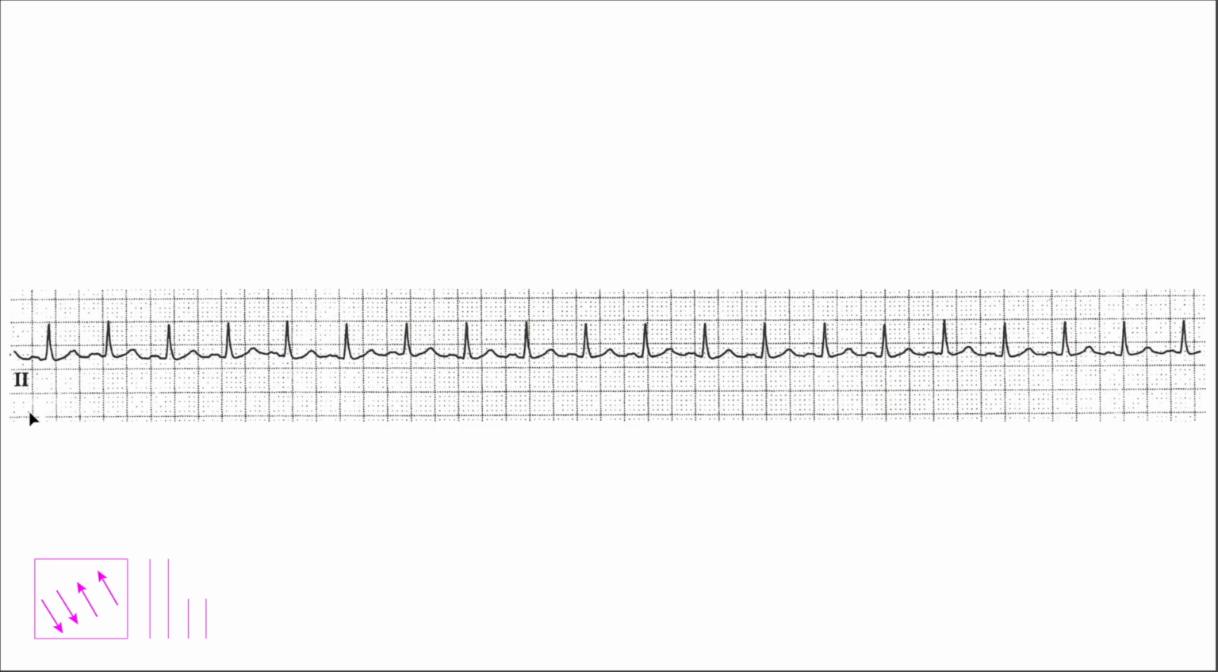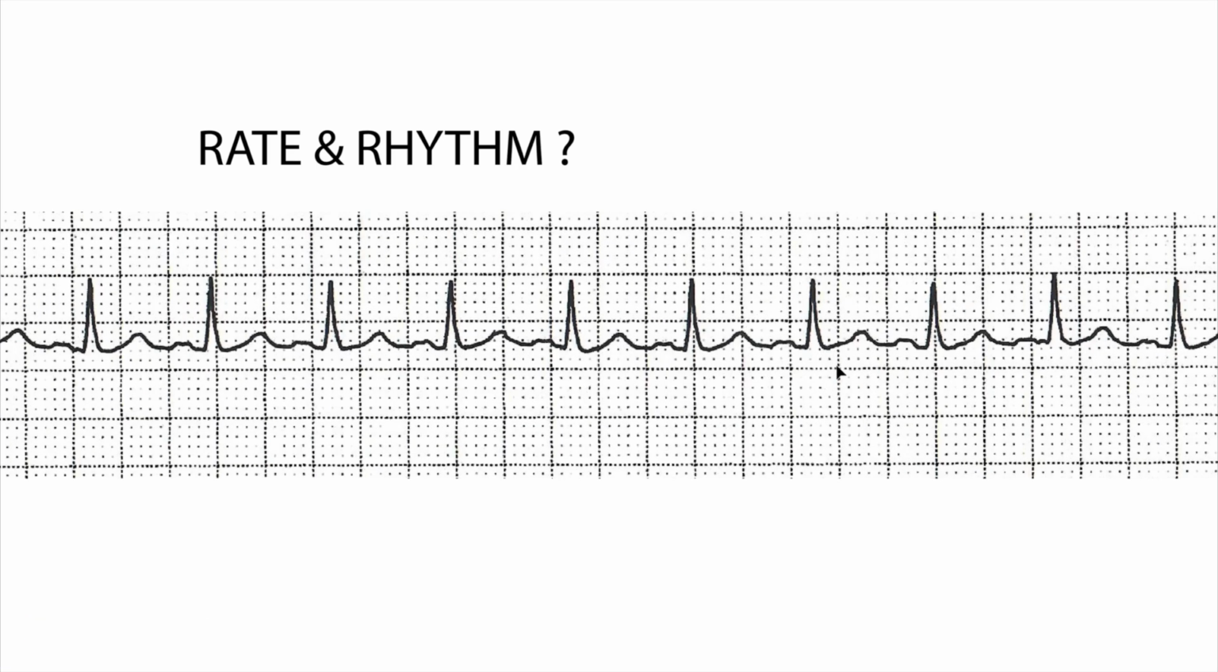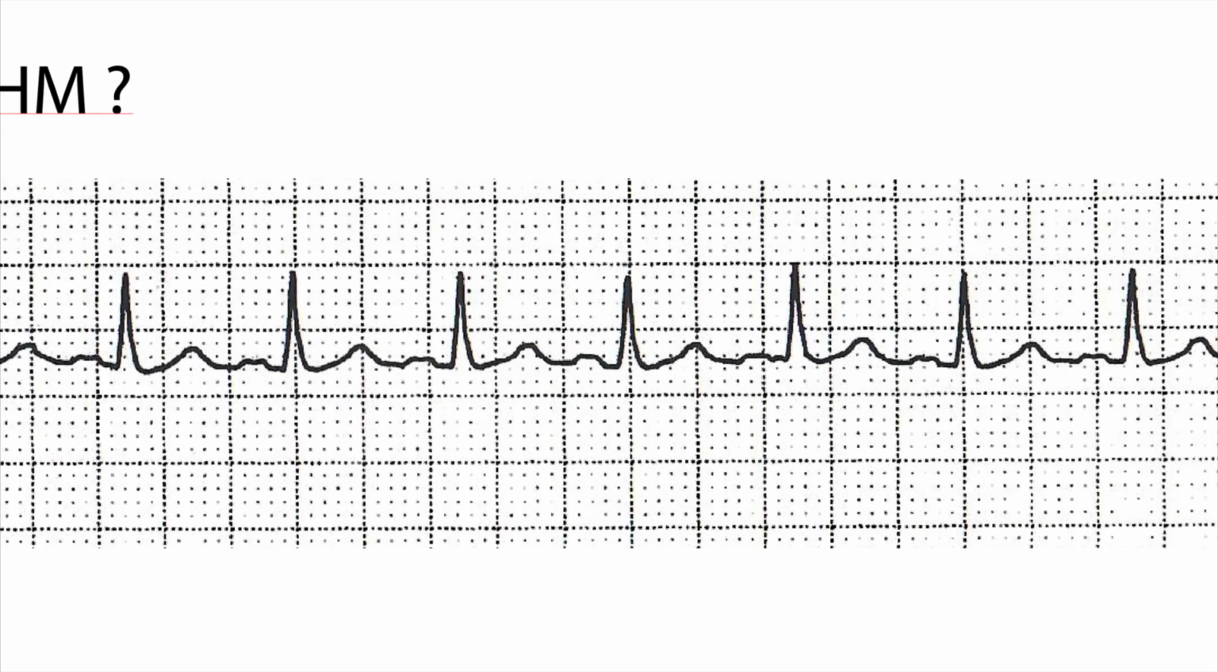So single channel, somebody hands you this, they expect you to interpret it on the fly. Very typical in a telemetry setting. So the only thing you can reliably do with a single channel is rate and rhythm, right? Rate, as long as you can see your waves, you can pull that off of there. Rhythm is a different story. But rate, I like to grab one of these QRSs that lands on a line here.